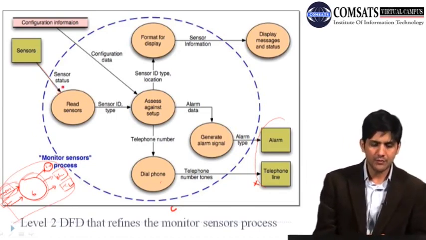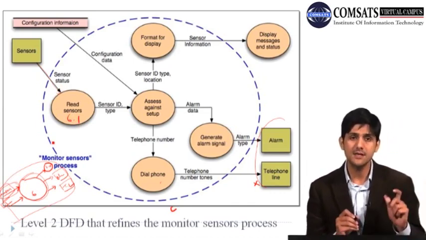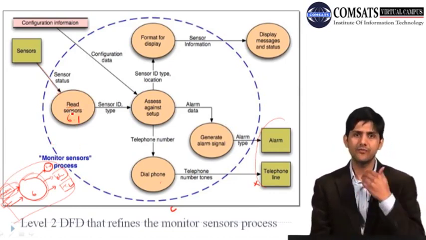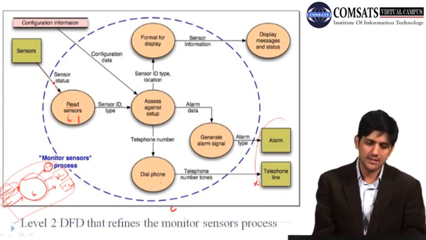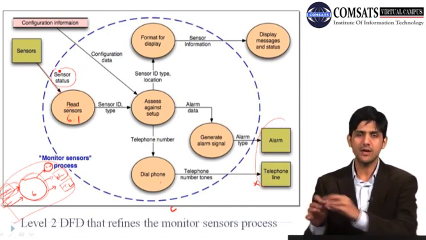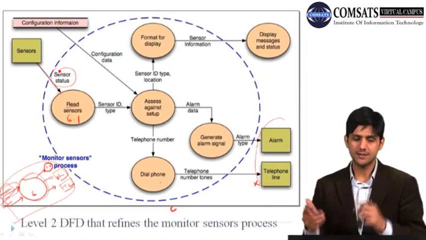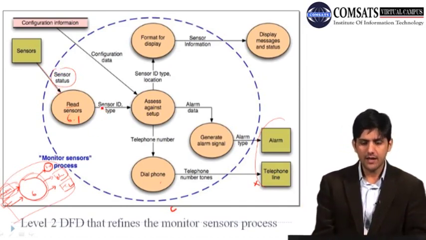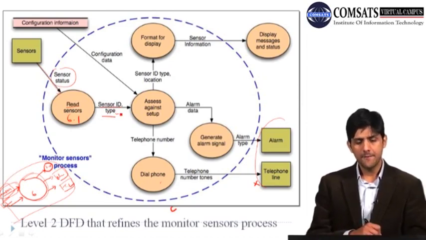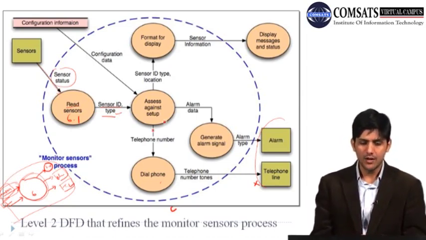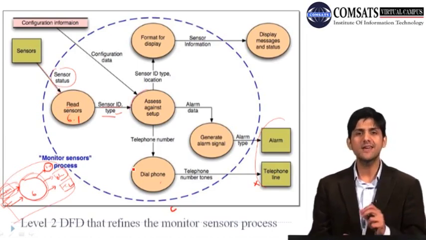So what I'm going to do is make a process, and I will number this as 6.1, which would show that this is a sub process of process number 6, and what this process is doing is reading the values coming from the sensor. So sensor status, let's say that all the sensors, when we monitor them, generate some message, and that message includes the sensor ID and sensor type. So this is the output that this produces, and this output, the sensor ID and sensor type, is being sent to another process which is assess against setup.